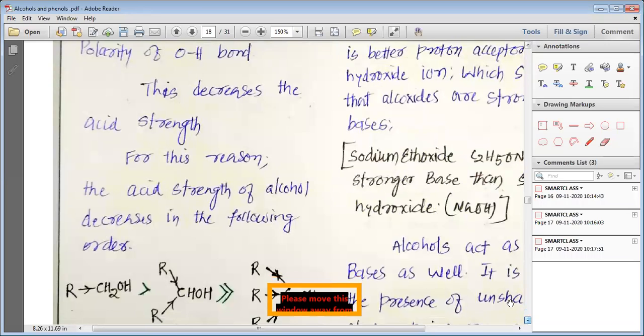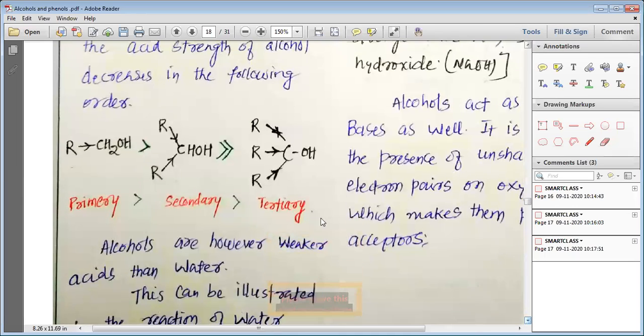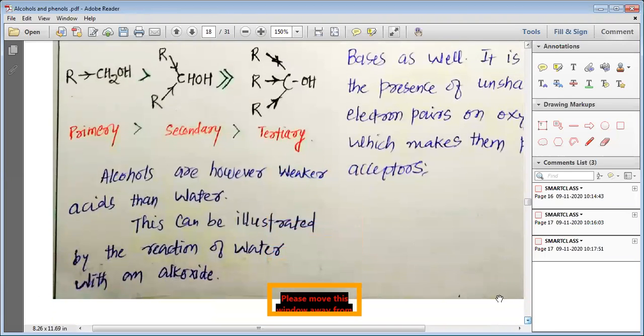For this reason, the acid strength of alcohol decreases in the following order. If you have RCH2OH, the acidic strength is more. But if you have R2CHOH, the acidic strength is lesser. And if you have R3COH, then the acidic strength is least. That means primary alcohols are more acidic than secondary alcohols, and secondary alcohols are more acidic than tertiary alcohols. Alcohols are, however, weaker acids than water.